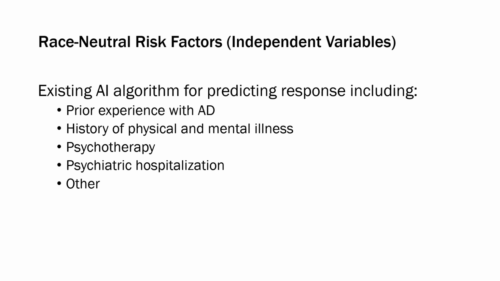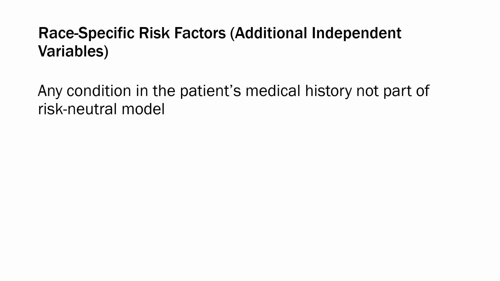The race-neutral factors in our models, we can refer to them as independent variables. These come from the existing AI model, which was derived from the general population that included African Americans, but it was majority white. These race-neutral risk factors include prior experience with antidepressants, history of physical and mental illnesses, psychotherapy, psychiatric hospitalization, and many other factors. On average, somewhere between 50 to 250 variables were predictive of response to a specific antidepressant. Race-specific risk factors are any conditions in the patient's medical history which were not part of a race-neutral model.